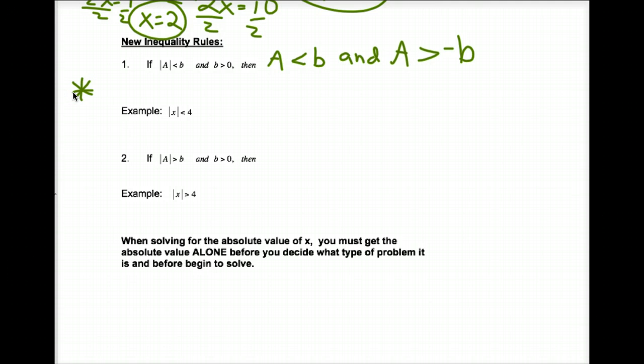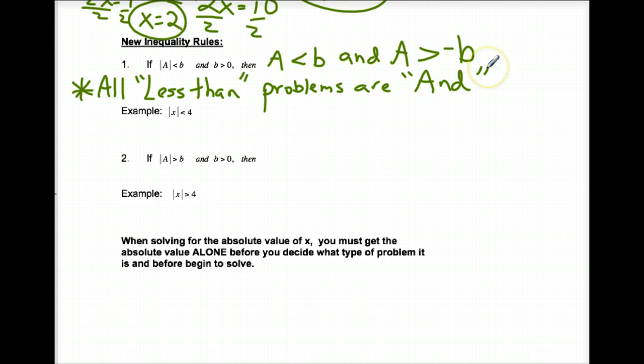Does everybody agree that this is an absolute value less than problem to begin with? Put quotes around that, please. All less than, and it could be less than or equal to as well. All less than problems are and. And I'm going to show you a cool little trick to remember that.